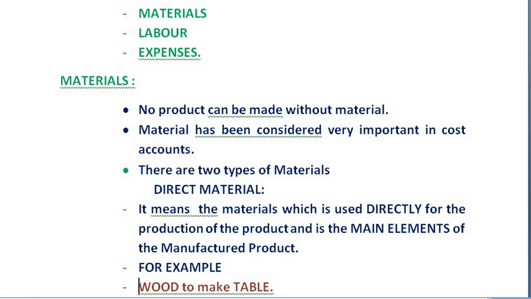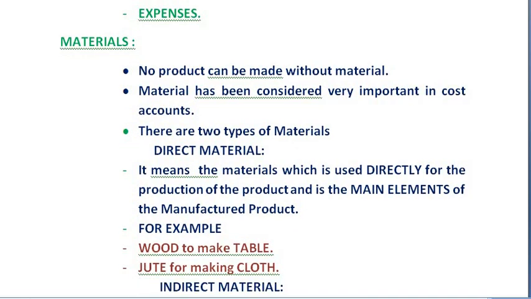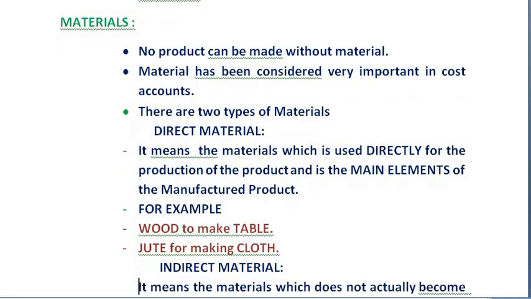you are manufacturing a table. In such a case, wood is your direct material, because without wood you can't manufacture a wooden table. So that's why wood is a direct material. For another example, cloth. When you want to manufacture cloth, which material is required? Jute is the material. Without jute we can't manufacture cloth.